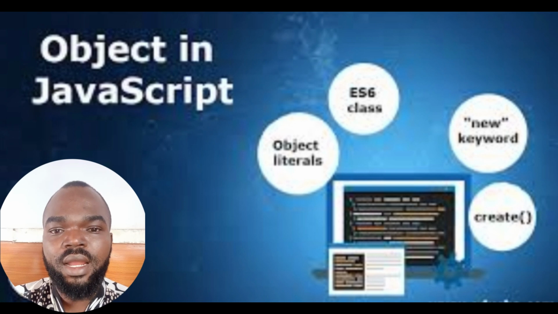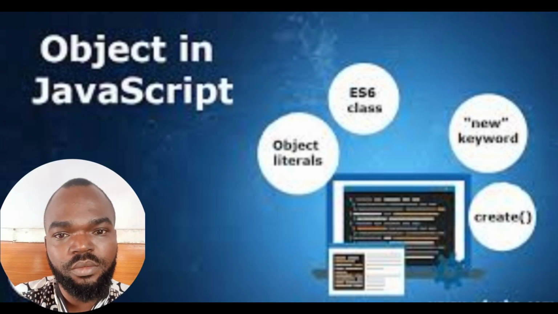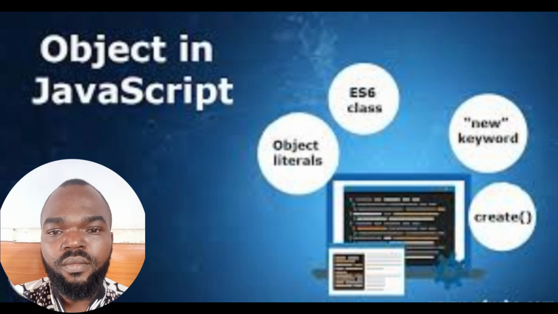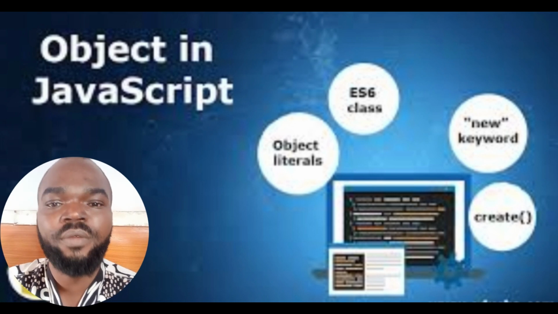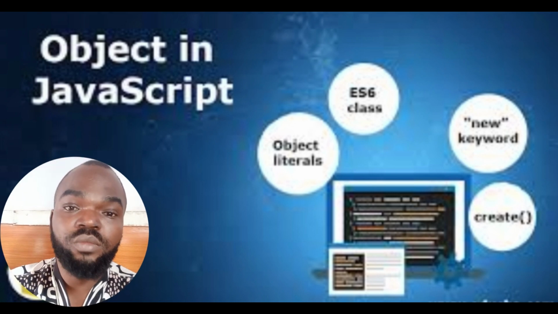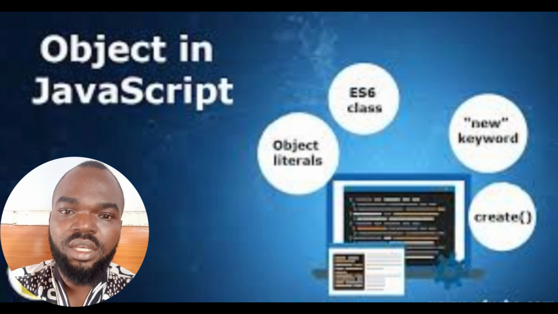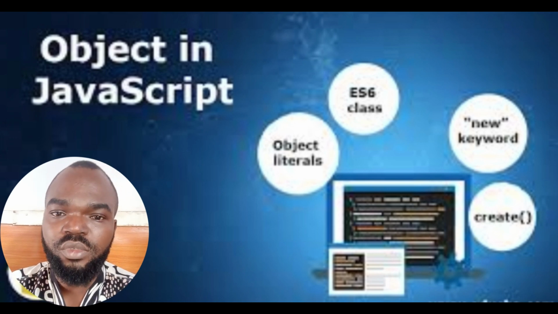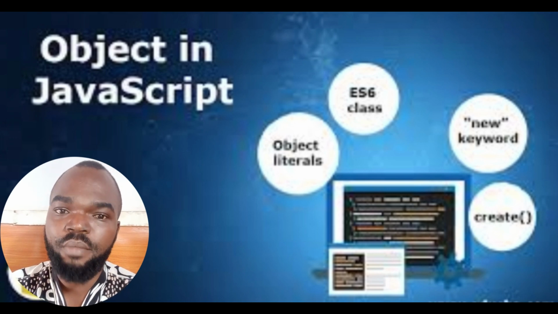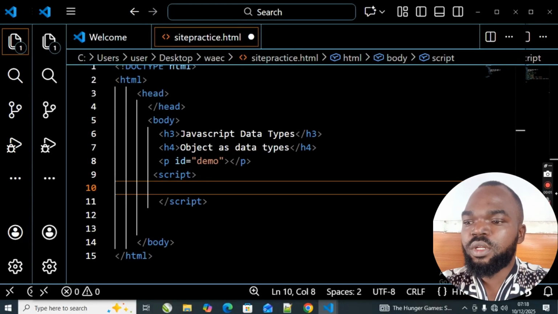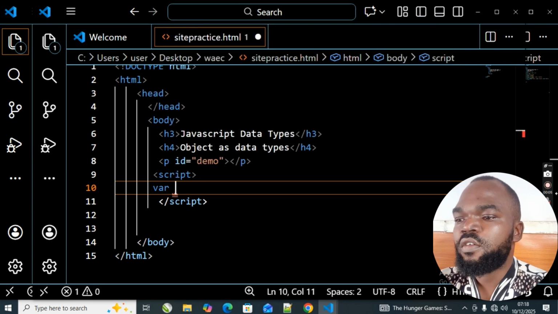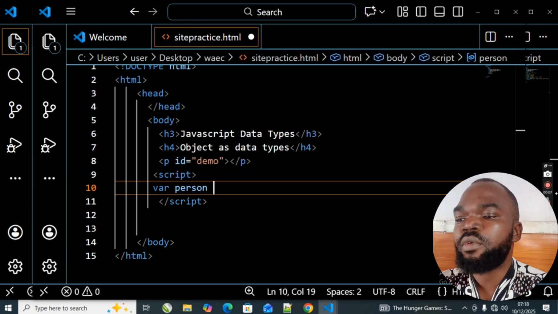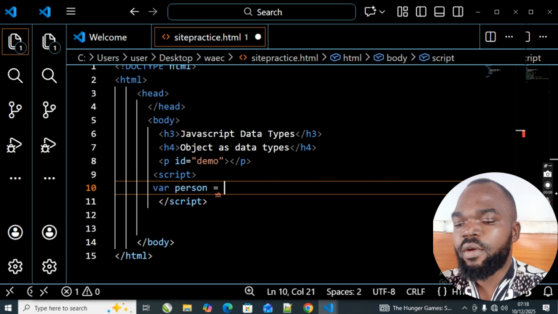Now, a car can have a property or an attribute like a model, the brand, the maker, the year. In declaring an object in JavaScript, you must understand that objects must have an attribute or objects must have a property. So let's quickly look at an example on the screen. For example, let's say I declare a variable called person, right?